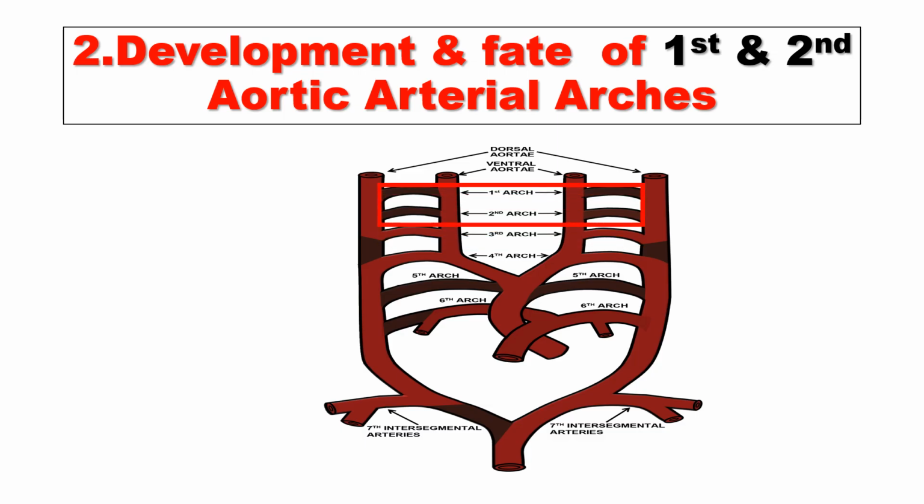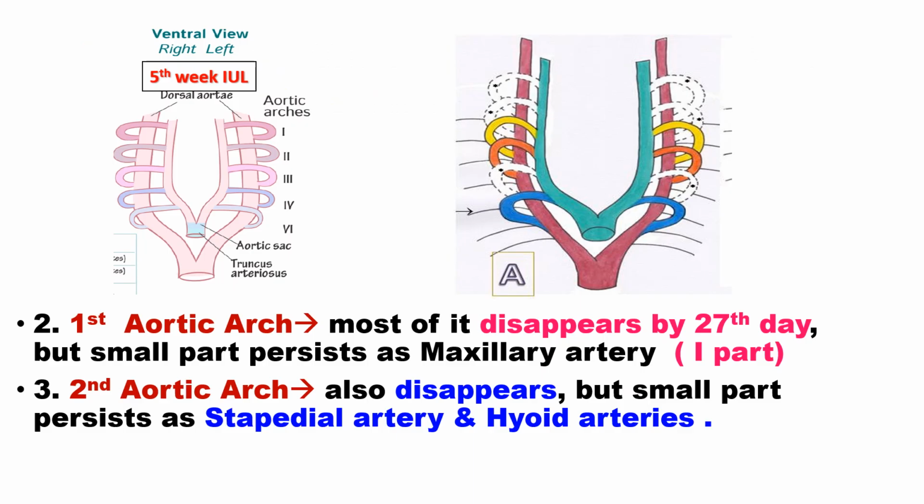Coming to the development and fate of the first and second aortic arterial arches. The first and second aortic arterial arches appear and almost most of them disappear by the end of the 27th day. The first aortic arch artery may persist as a small part of the maxillary artery, that is the first part. The second aortic arch also disappears, but a small part persists as the stapedial artery and the hyoid artery.